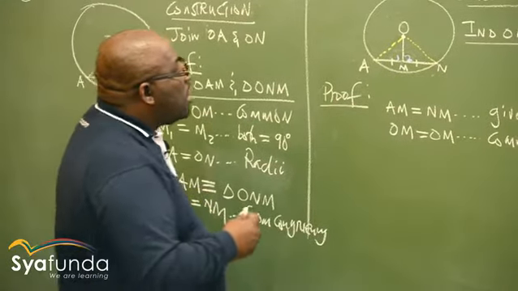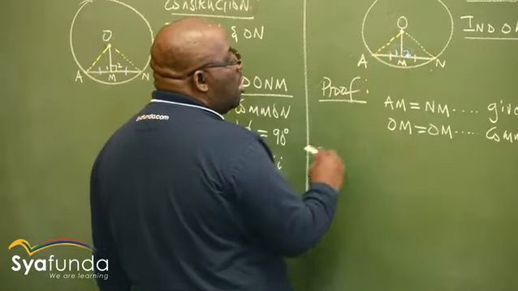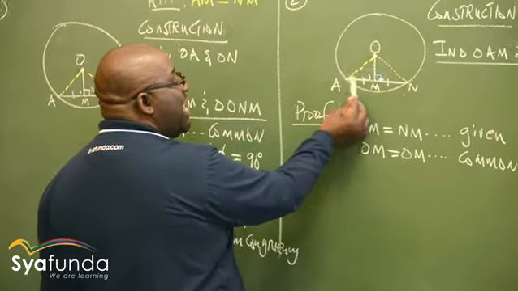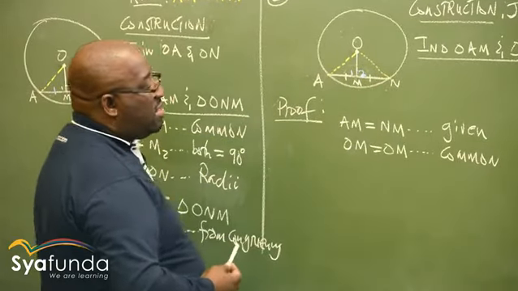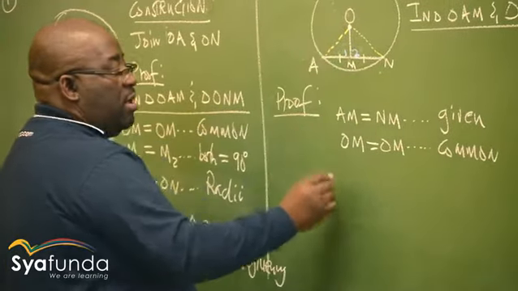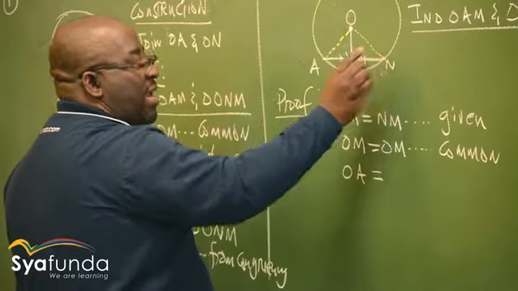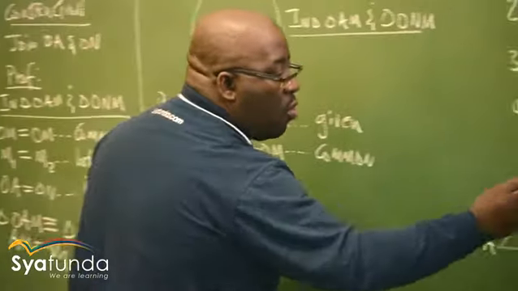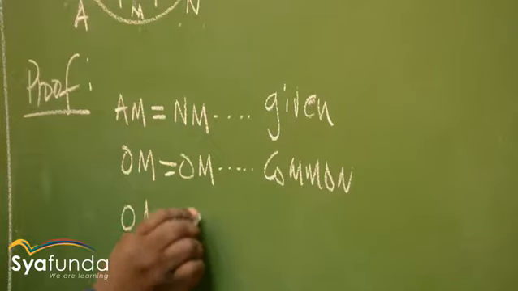Let's move on. So we've talked about OM and OM for both triangles. We've talked about our given, which was AM, the same as NM. Now let's look at the third one. This side, OA. OA is the same as ON on the other one. OA is equal to ON.